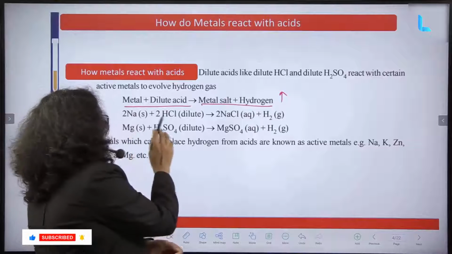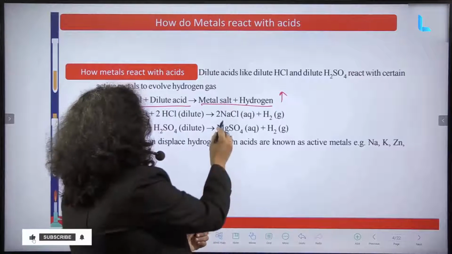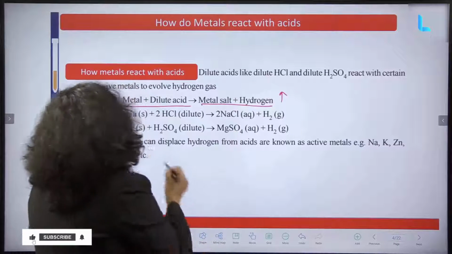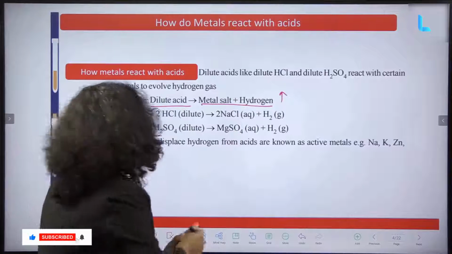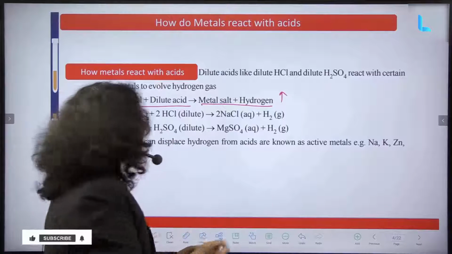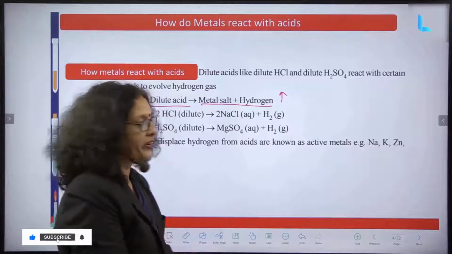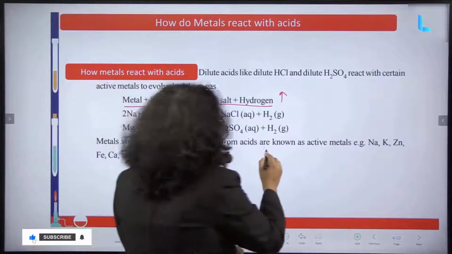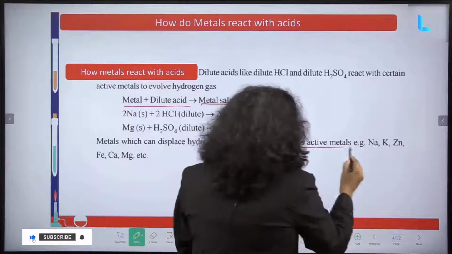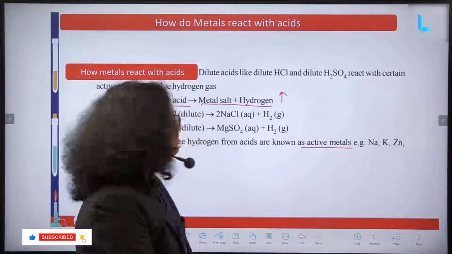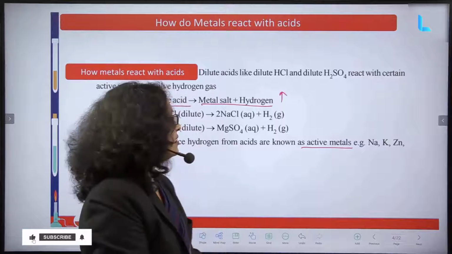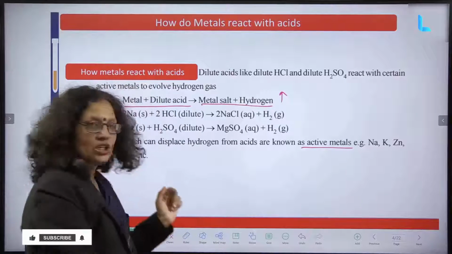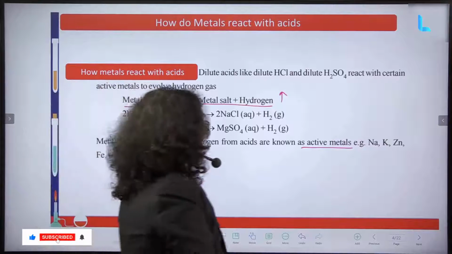So sodium metal reacts with dilute hydrochloric acid, you get the salt sodium chloride and hydrogen gas is liberated. Similarly, magnesium metal will react with dilute sulfuric acid, you get magnesium sulfate and hydrogen gas is liberated. Metals which can displace hydrogen from acids are known as active metals. Active metals can liberate hydrogen from acid, like sodium, potassium, zinc, iron, calcium, magnesium, etc. These are all active metals.